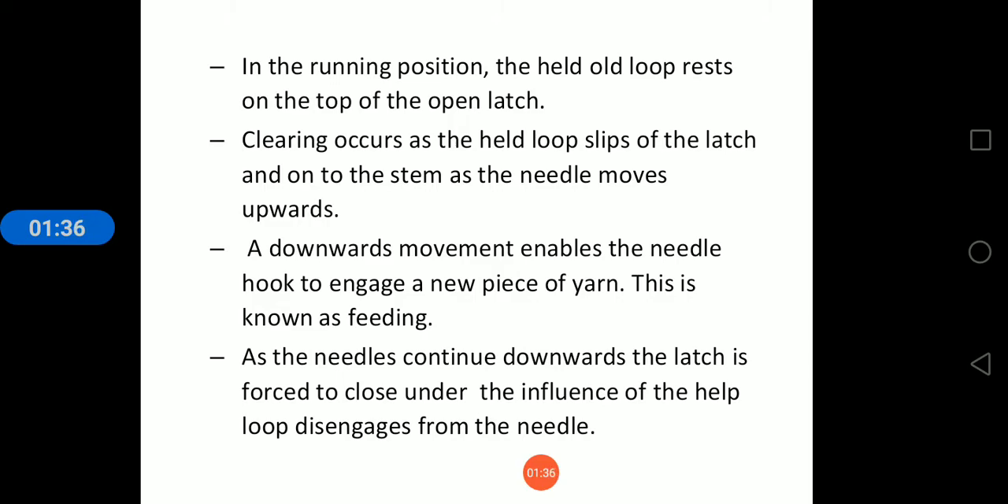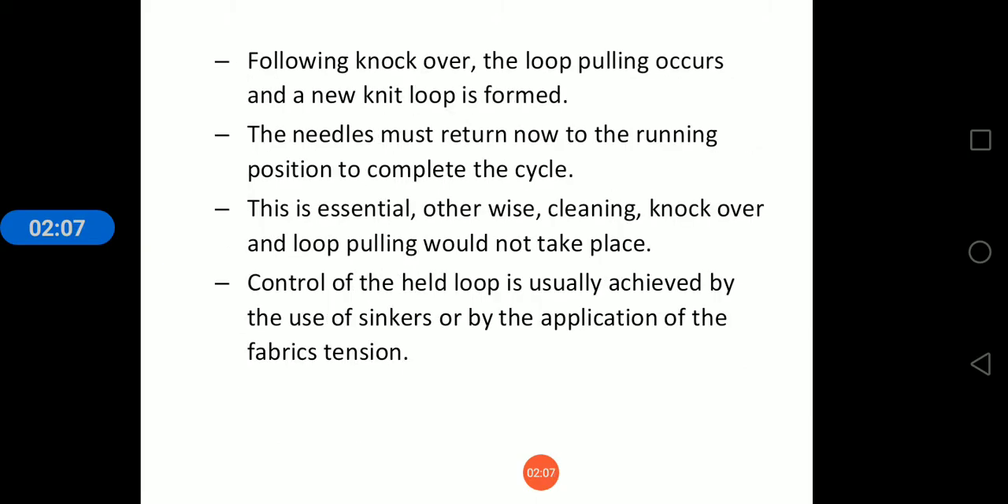First, in the first figure of the needle loop formation, it is the running position, with the loop on top of the open latch. In the second position of the figure, the loop slips upwards and the needle moves to gain the new loop from the old loop; that is called feeding. As the needle continues downwards, the latch is forced to close with the disengagement of the loop from the needle. Following the knockover, the loop pulling occurs and a new knit loop is formed.